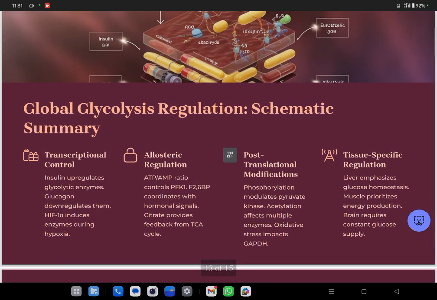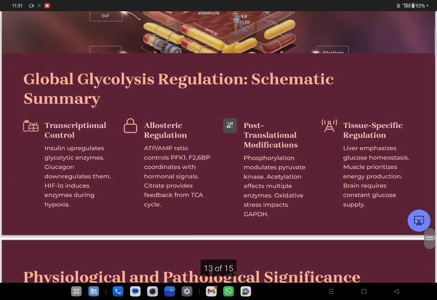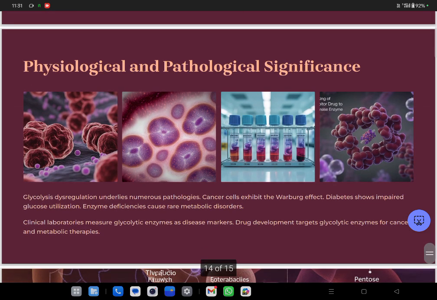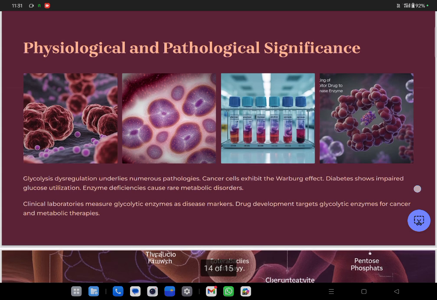Now there is transcriptional control where insulin upregulates glycolytic enzymes, glucagon downregulates them, HIF-1 alpha induces enzymes during hypoxia. There is allosteric regulation, the ATP by AMP ratio, which controls PFK1. Then you have post-translational modification also taking place at the protein level. And you have tissue specific regulation like glucokinase and hexokinase. Glycolysis dysregulation underlies numerous pathologies. Cancer cells exhibit the Warburg effect. Now what is this Warburg effect?